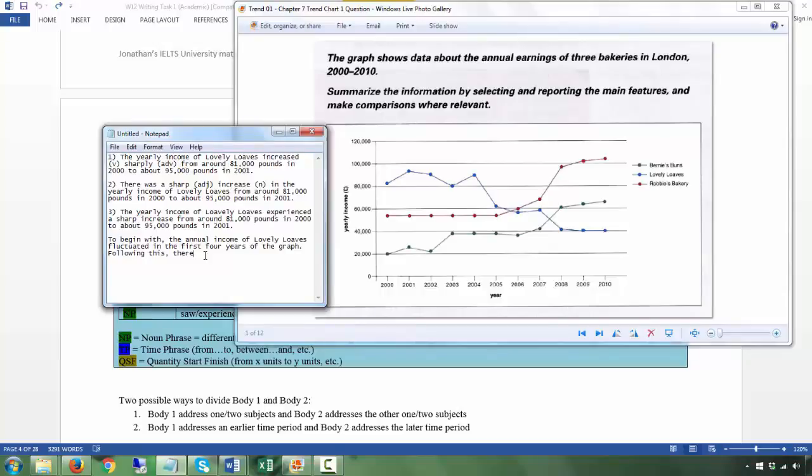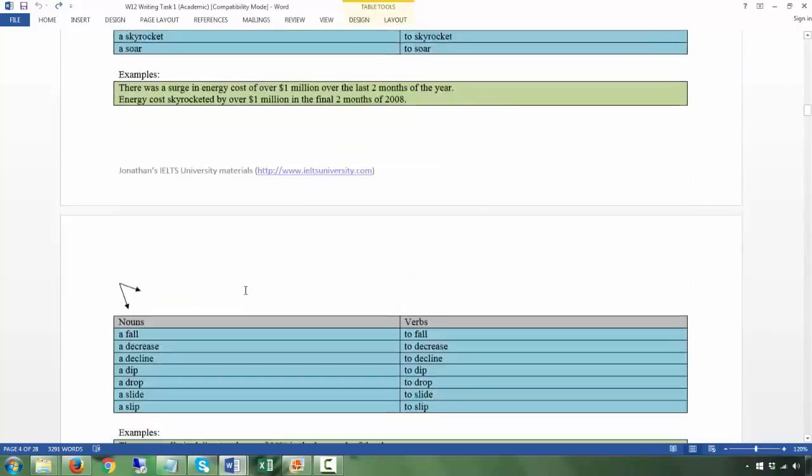there was a dramatic fall from around 90,000 pounds in 2004 to just above 60,000 pounds in the following year. Now what did I do? I used a different structure. I used this structure. And what else did I do?